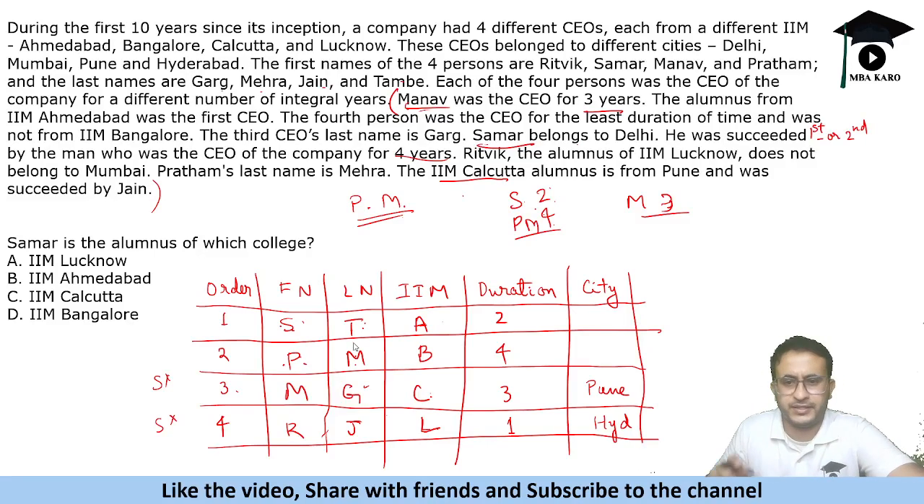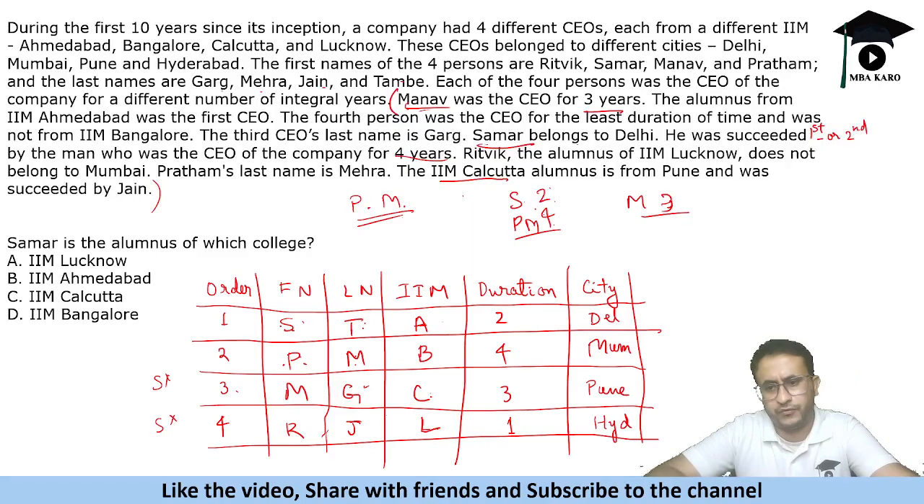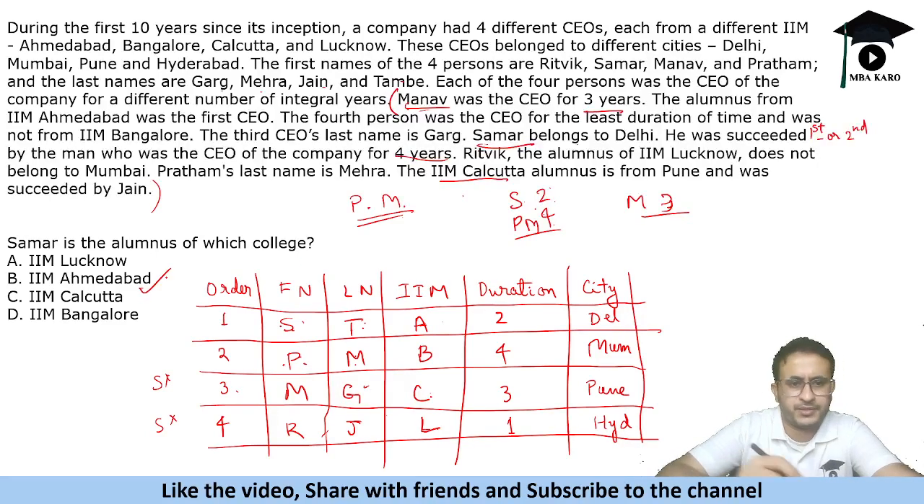This is also done. City is remaining. City left are Mumbai and Delhi. So Samar belongs to Delhi. So this means Pratham belongs to Mumbai. So this is how we are able to fill this complete table. Okay, so that is the process. Who is Samar, the alumnus of which college? So Samar is from IIM Ahmedabad.